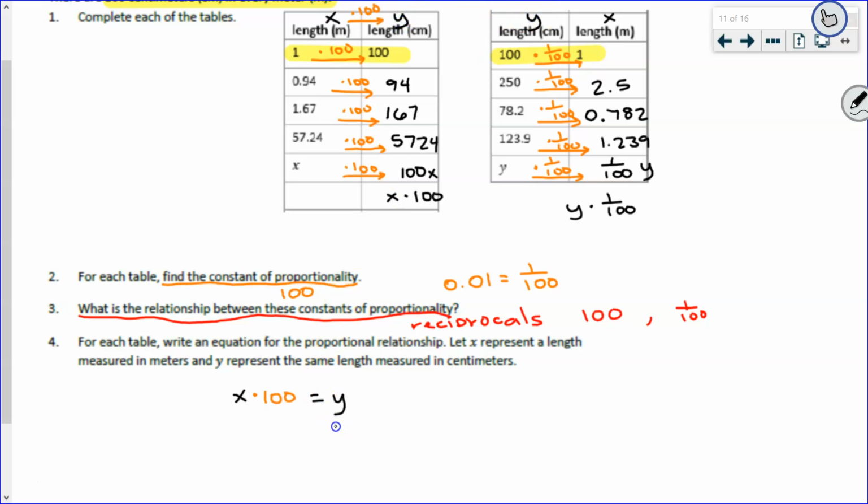And as we've mentioned, can we reverse this and say things like y equals 100x? Yeah, your choice, whatever you prefer. Now what about here? Same idea.